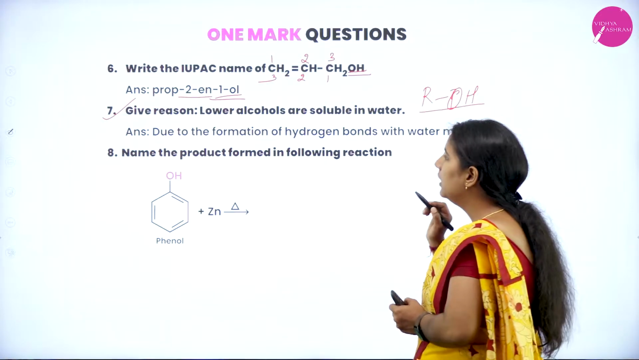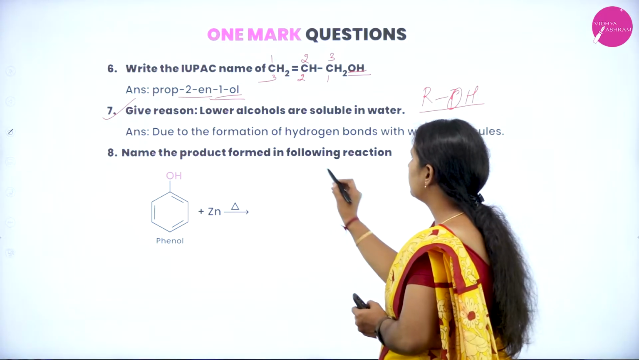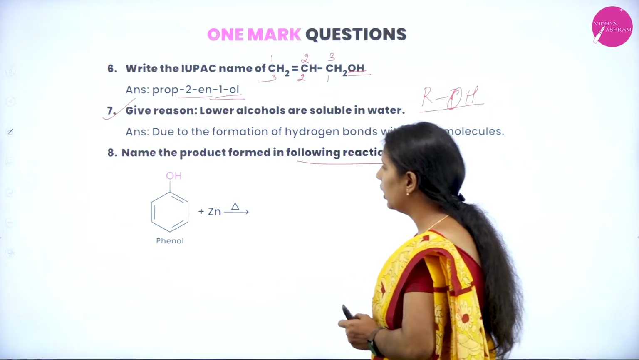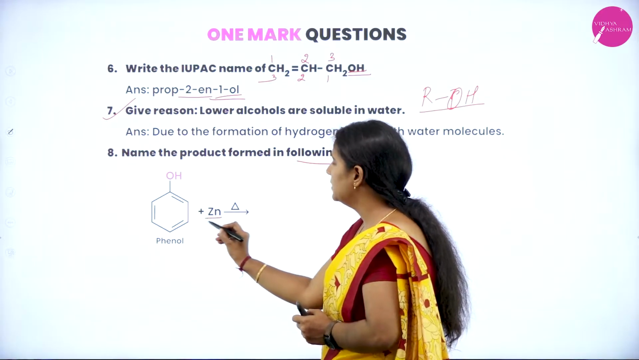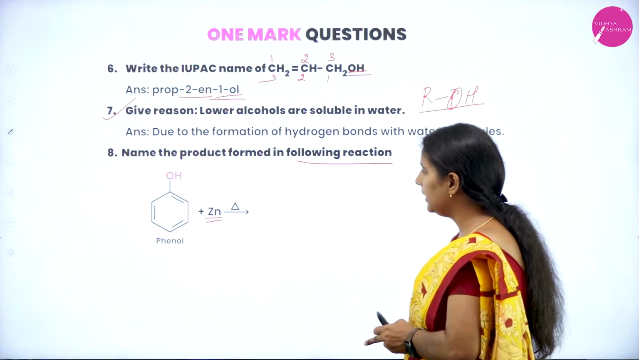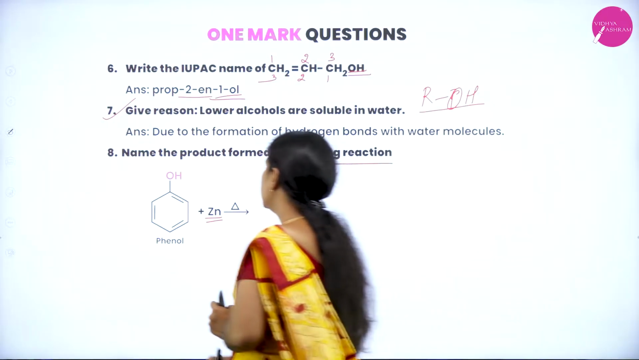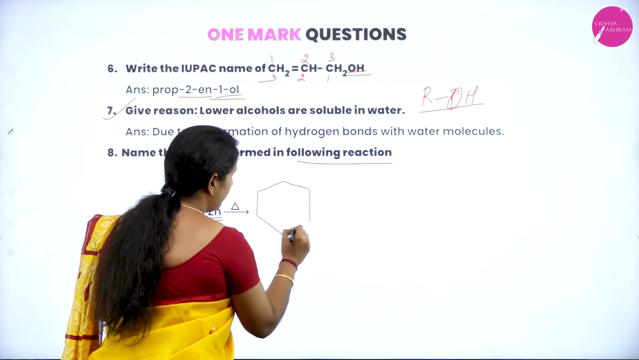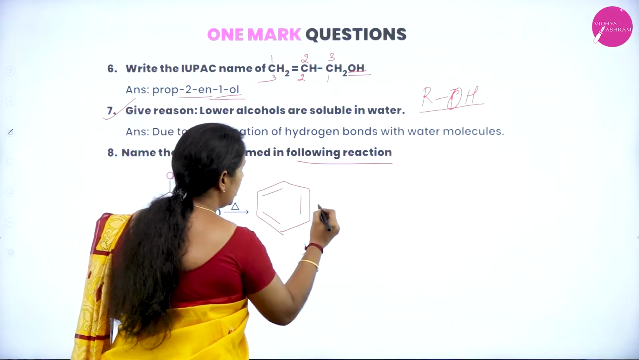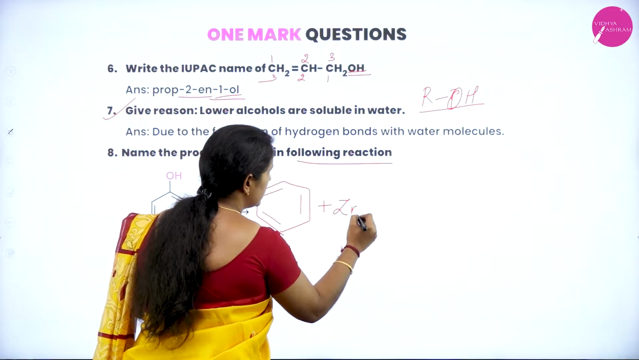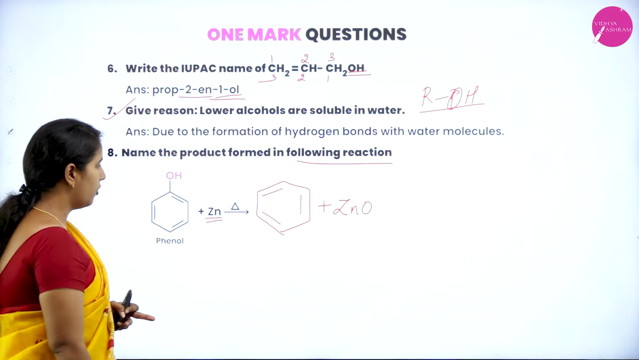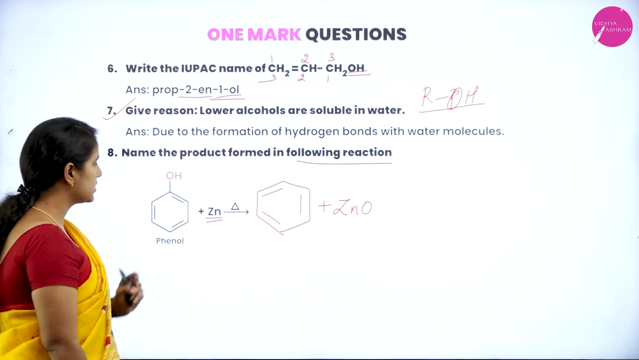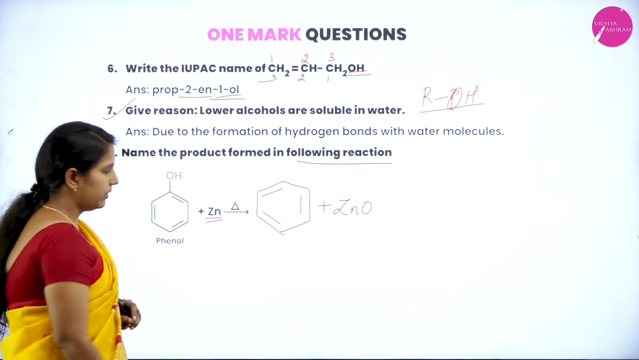Next question. Name the product formed in the following reaction. Here we have phenol reacting with zinc dust upon heating. What will be the product? The product is benzene, along with zinc oxide. The zinc takes one oxygen and forms zinc oxide, and the benzene ring is formed.